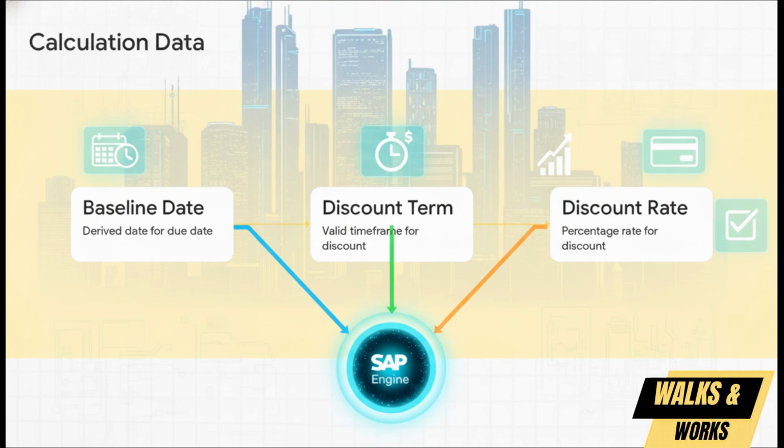To actually calculate the due date and the discount, the SAP engine requires three specific interlocking pieces of data. First, it needs the baseline date. Second, the cash discount terms, meaning the valid time frame for a discount. And third, the cash discount percentage rate itself. Once you feed those into the system, S/4HANA essentially takes the wheel and automates the rest. But to really get how this works, we need to take a much closer look at Step 1.